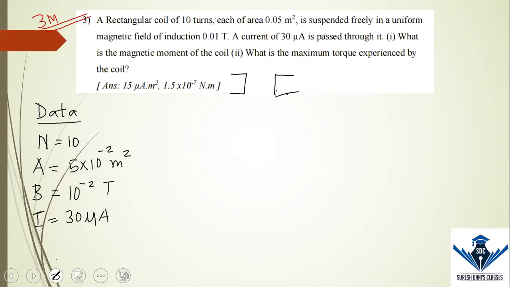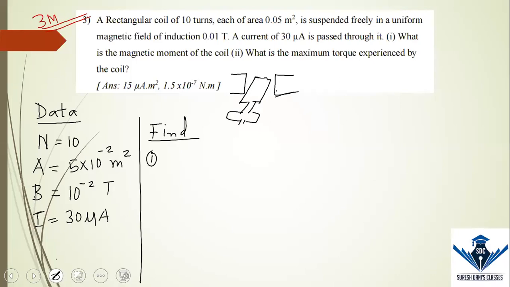We are talking about torque here. We have a rectangular coil which we have suspended in a uniform magnetic field. So it's this kind of a setup, right? What is the magnetic moment of this coil? So we have to find two things. Magnetic moment to find out in the first part of the question, and in the second part, what is the maximum torque. So tau max to find out.